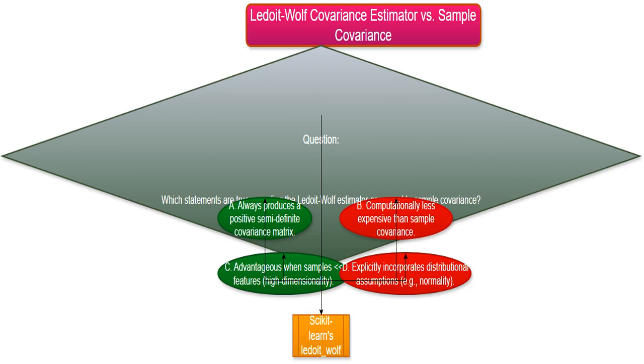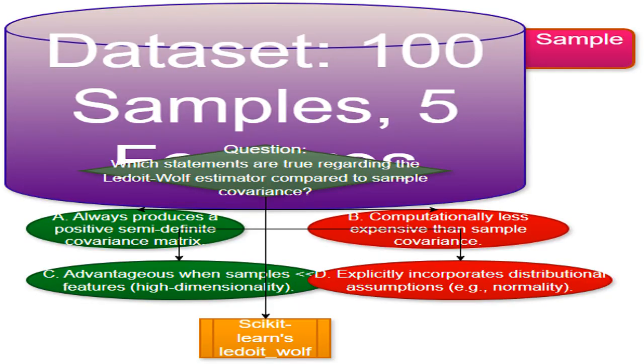Let's analyze them individually. This statement focuses on the crucial property of positive semi-definiteness. A positive semi-definite matrix ensures that all its eigenvalues are non-negative. This is critical because covariance matrices must satisfy this condition to be valid. The ledoitwolf estimator guarantees this positive semi-definiteness, unlike the sample covariance that can fail in high-dimensional datasets.